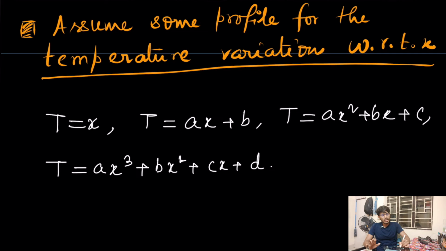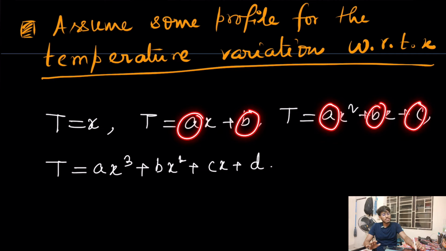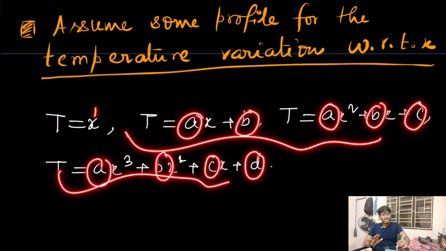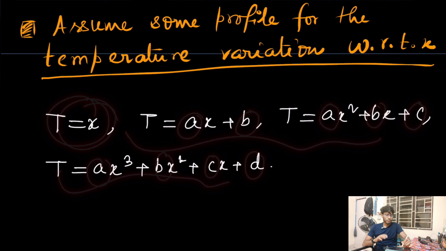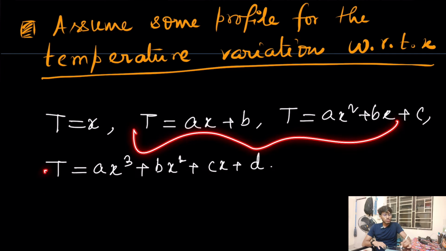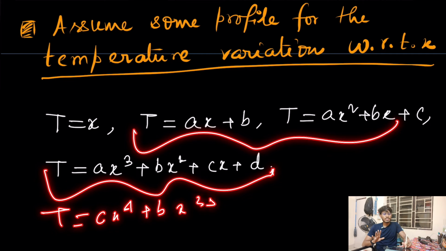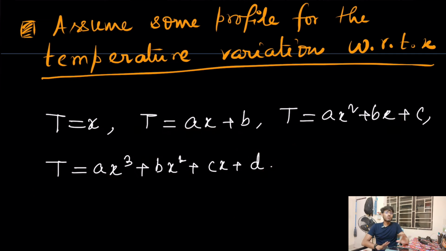In this equation, I have 2 unknown constants. In this equation, I have 3 unknown constants. In this equation, I have 4 unknown constants. So you can use any of these 3. Yes, this equation is a very nice approximation. But you cannot use p equal to ax to the power 4 plus bx cube plus cx square plus dx plus e, because you don't have that many boundary conditions.